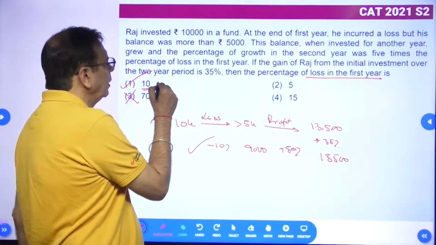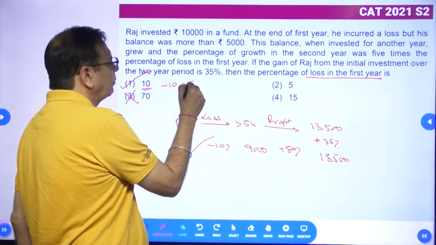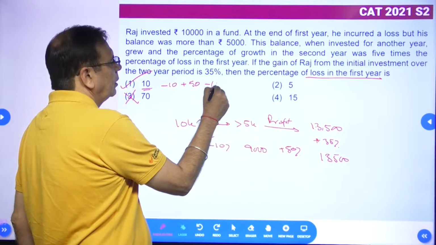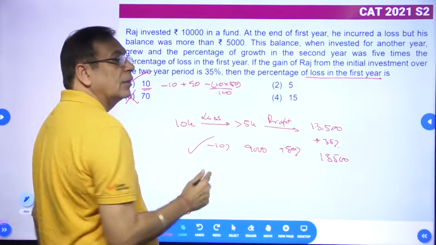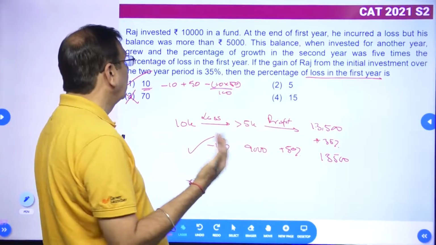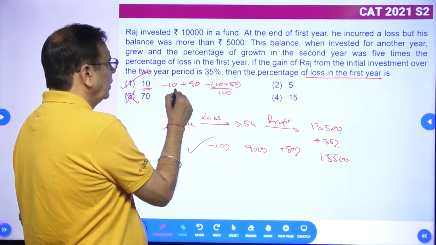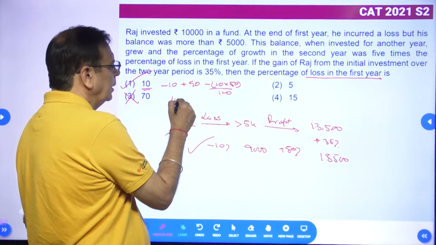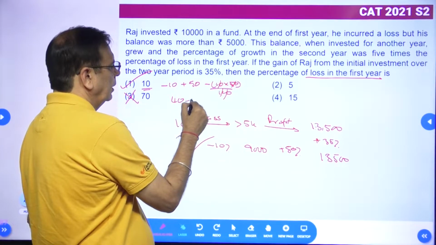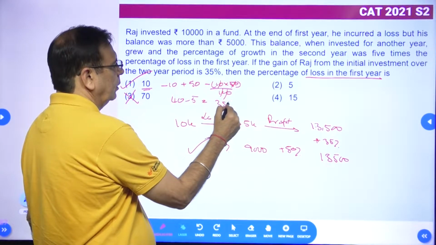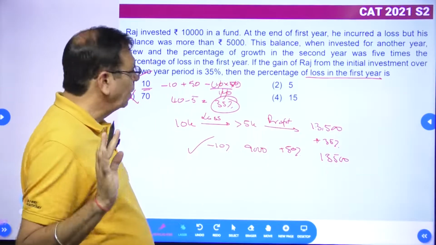Alternately, what you could have done: minus 10 plus 50 minus 10 into 50 by 100. If this is equal to 35, it is the correct answer, otherwise not. So what does this become? Minus 10 plus 50 is 40, and this is going to be minus 5. 35% satisfies. Choice 1 becomes the answer.